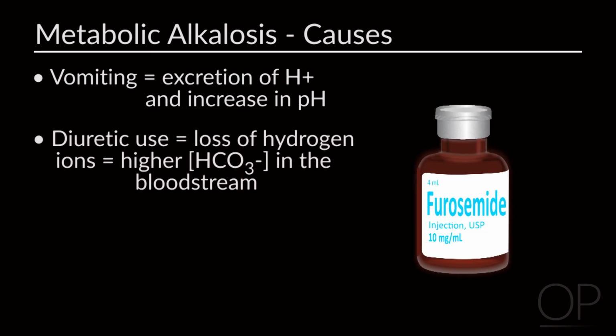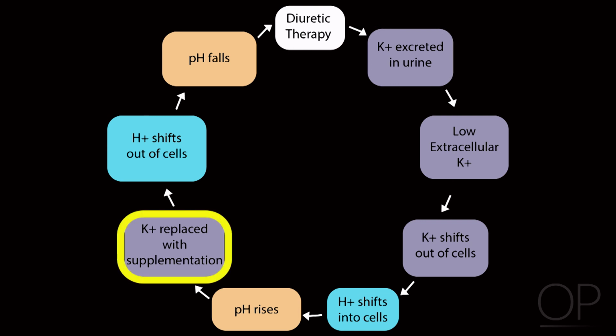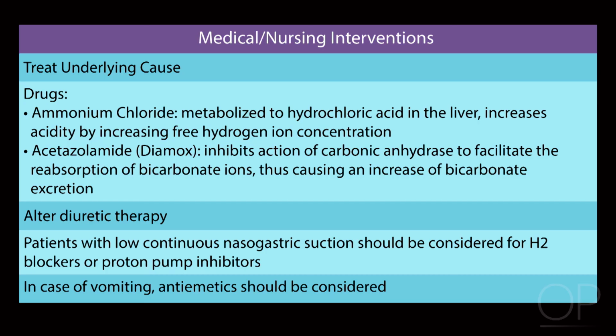diuretic use. Patients who require aggressive diuretic therapy tend to become hypokalemic or hyponatremic when we get into a continuous cycle of alternating supplemental potassium or sodium with diuretics. The medical and nursing interventions include treating the underlying cause, using drugs that will increase the acidity of the blood, using drugs that will limit acid loss, altering diuretic therapy, or providing antiemetics.